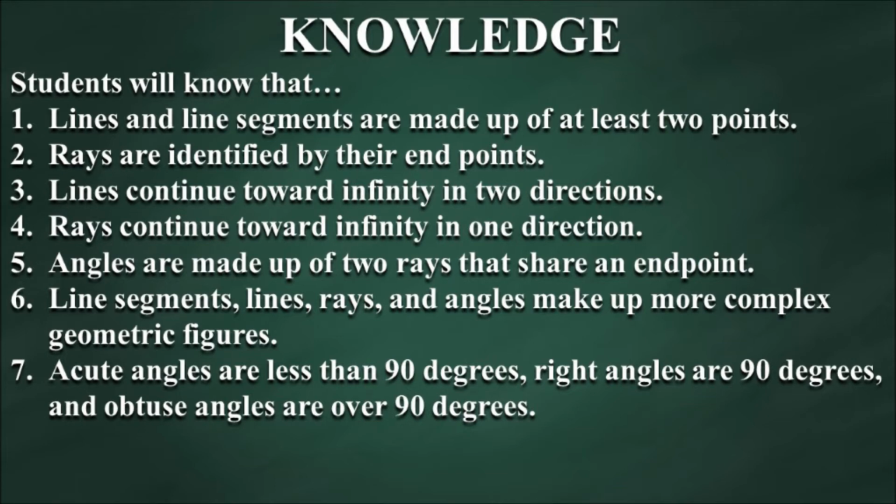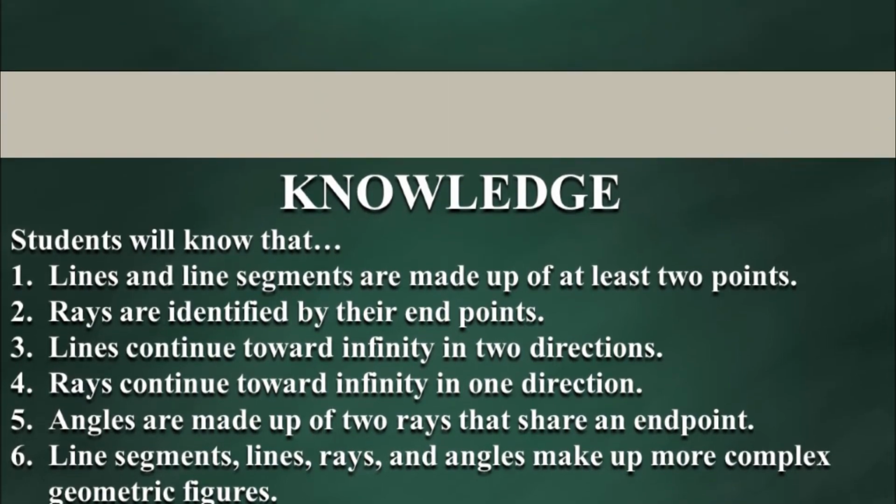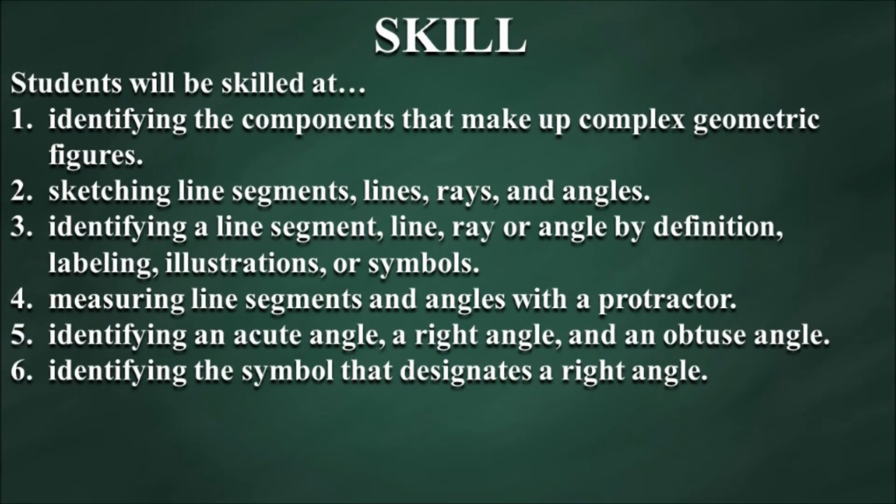Students will know that acute angles are less than 90 degrees, right angles are 90 degrees, and obtuse angles are over 90 degrees. Skill. Students will be skilled at identifying the components that make up complex geometric figures. Students will be skilled at sketching line segments, lines, rays, and angles.